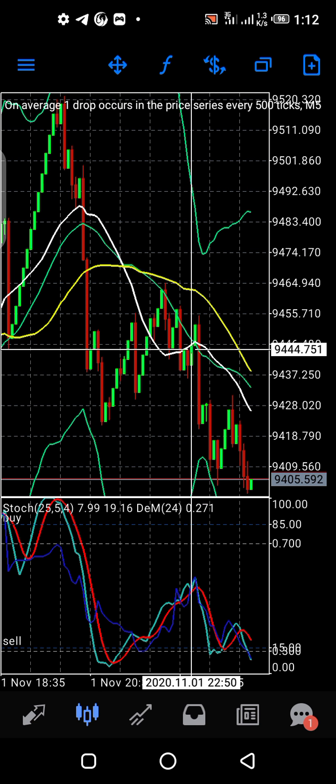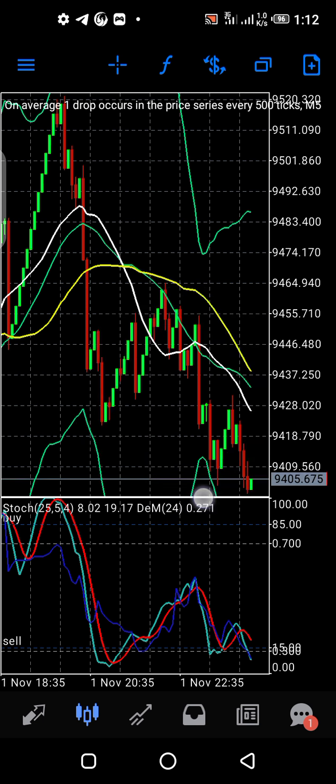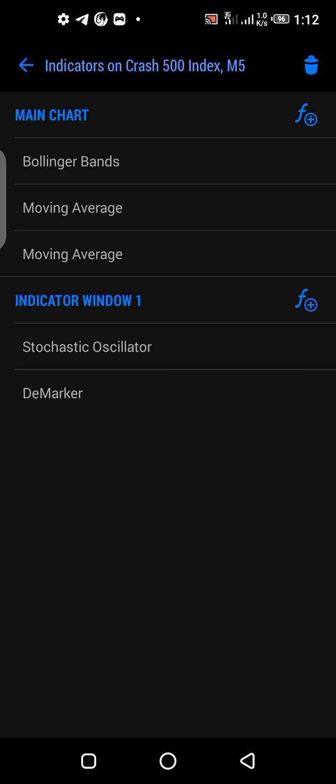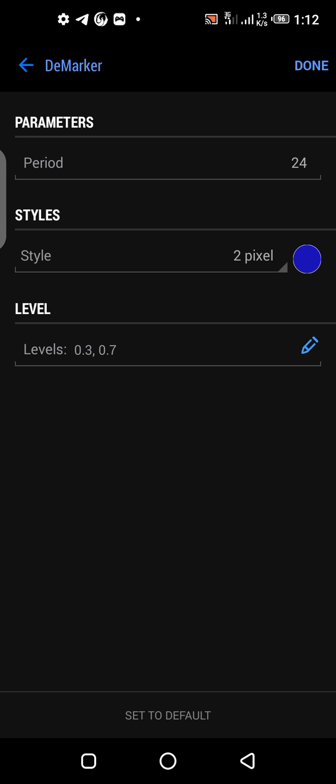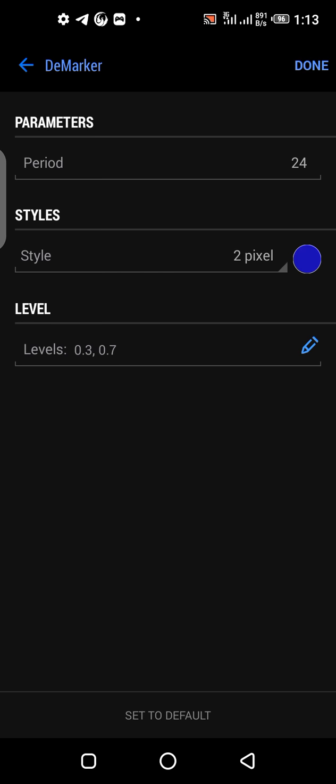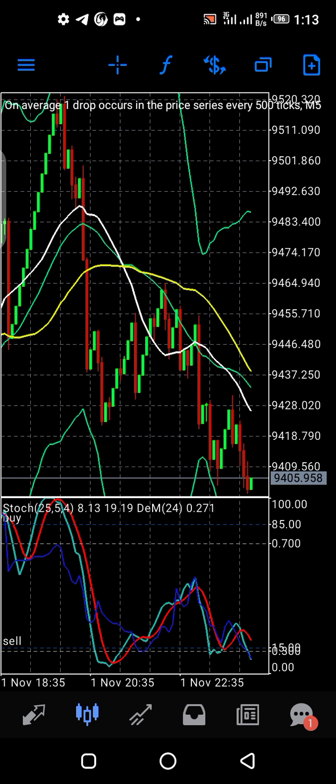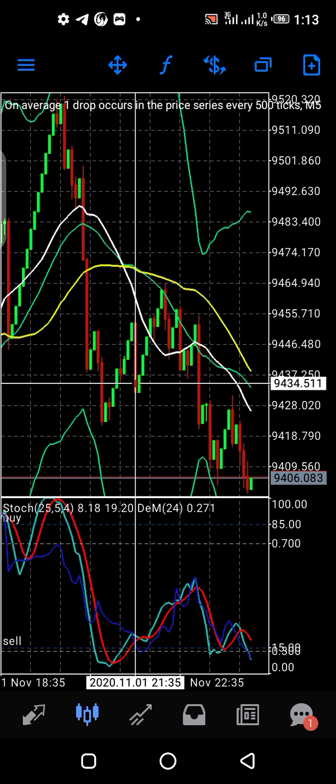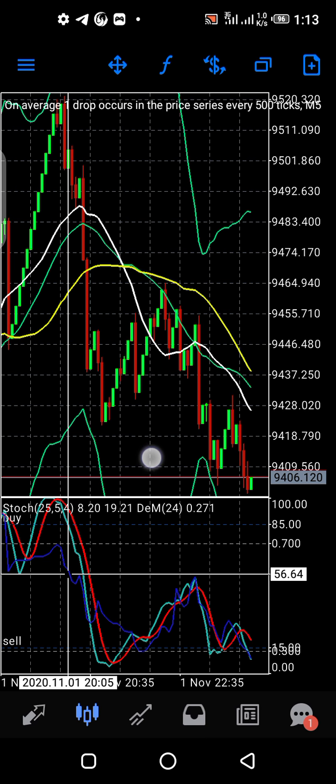Now once you are done here, the next thing to do is adding the marker. Very important, the marker. Use these same settings here for the marker. Period 24, style pixel, this is the color, click on it, press done. Now you see this here.